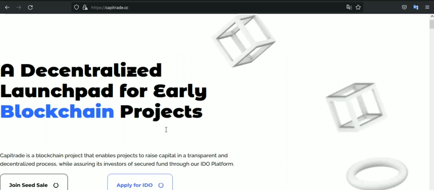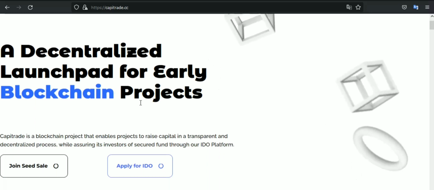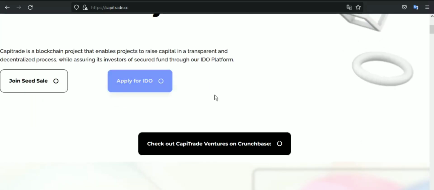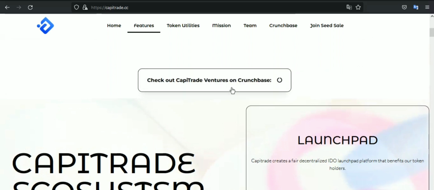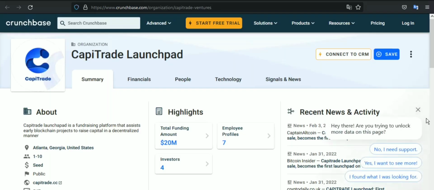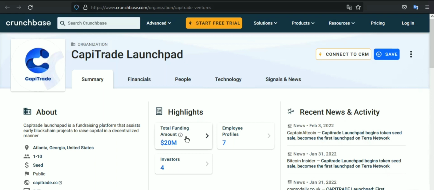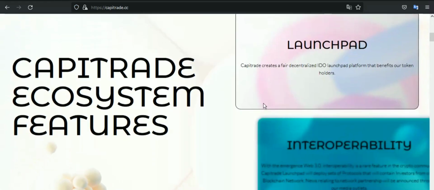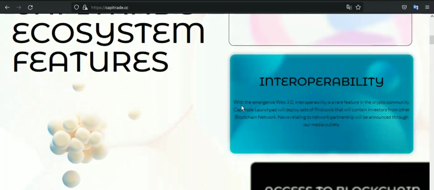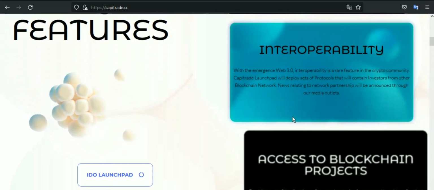Today we are gonna know about the platform CapiTrade. The CapiTrade fund focuses on incubating and investing in high potential early stage projects in the Tera network. Tera is one of the premier networks focused on multi-chain interoperability and is striving towards mass adoption of DeFi.